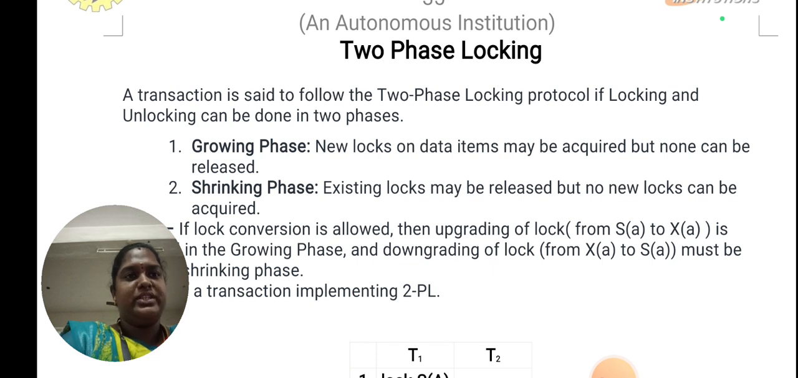A transaction is said to follow the two-phase locking protocol if locking and unlocking can be done in two phases: growing phase and shrinking phase. In the growing phase, new locks on data items may be acquired but none can be released. In the shrinking phase, existing locks may be released but no new lock can be acquired.